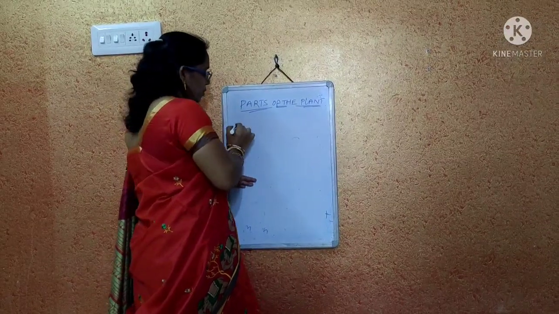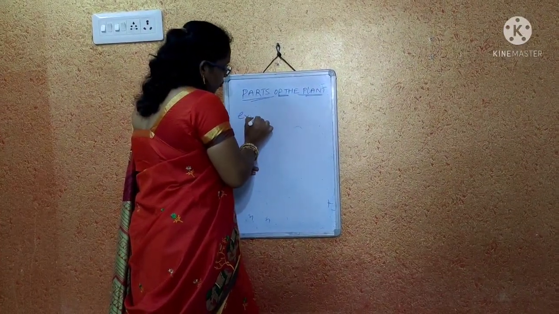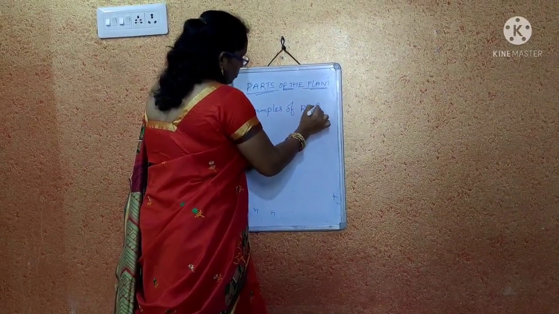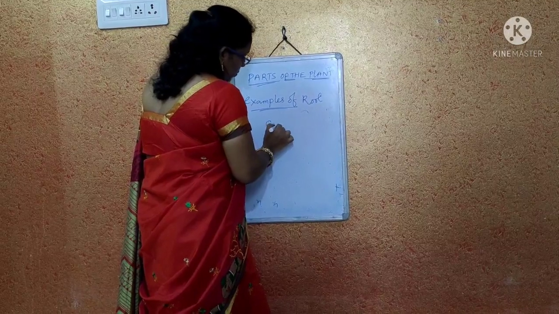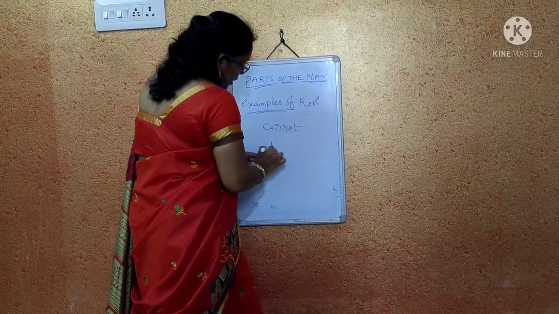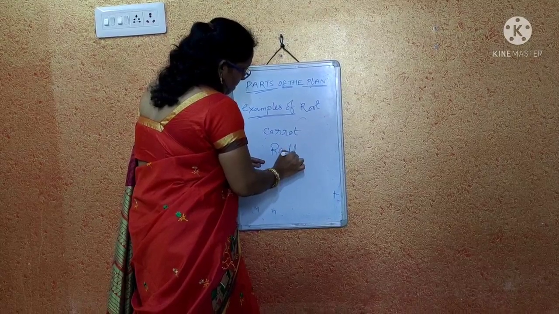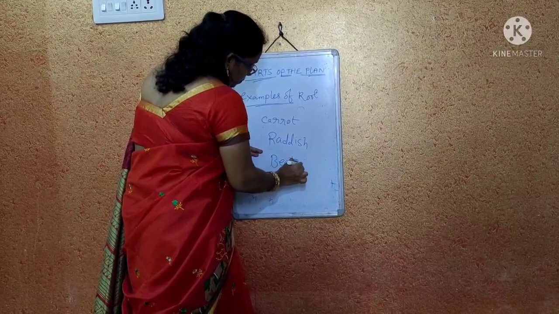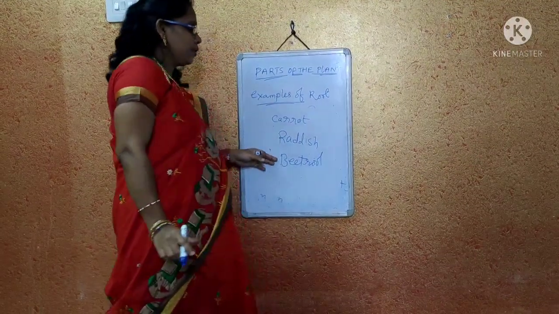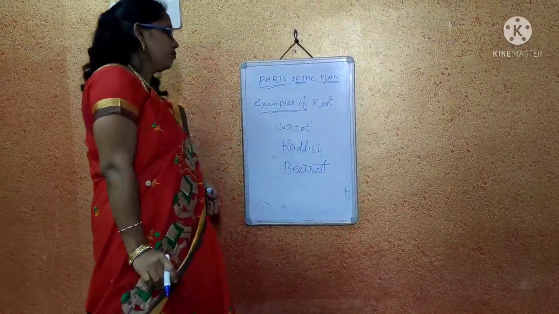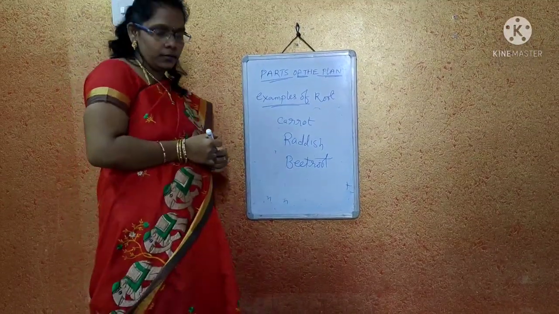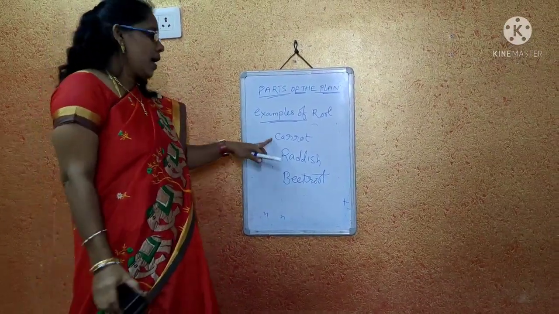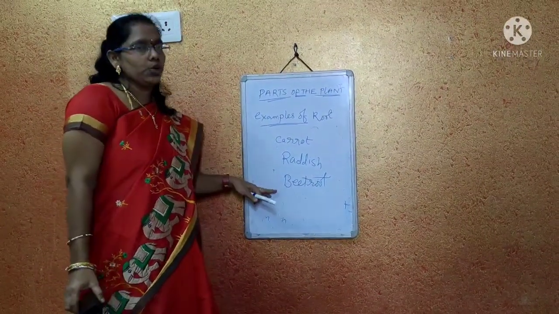Now we see the examples. Examples of root: carrot, radish, beetroot. Okay, children, write down. What are the examples of root? Carrot, radish, beetroot.